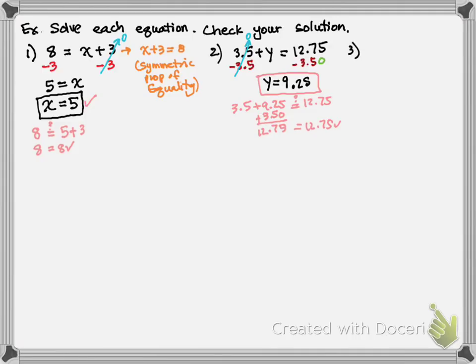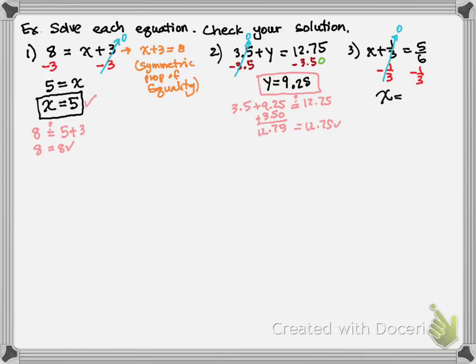Okay, let's see what else I throw your way. Ooh, how about a little fraction? Little fraction action, huh? So I get x plus 1/3 equals 5/6. So the inverse of adding 1/3 would be subtracting 1/3. And when I add opposites, they equal 0. And I get on the left just x equals.